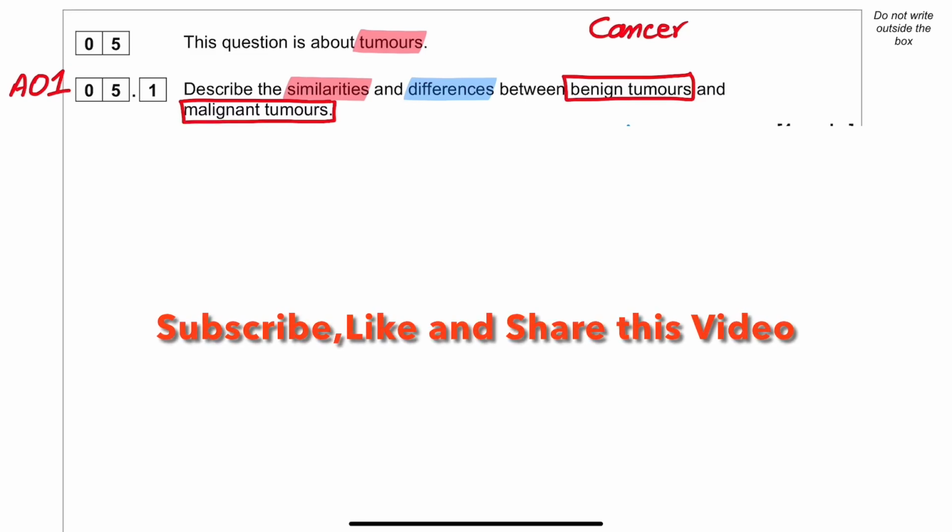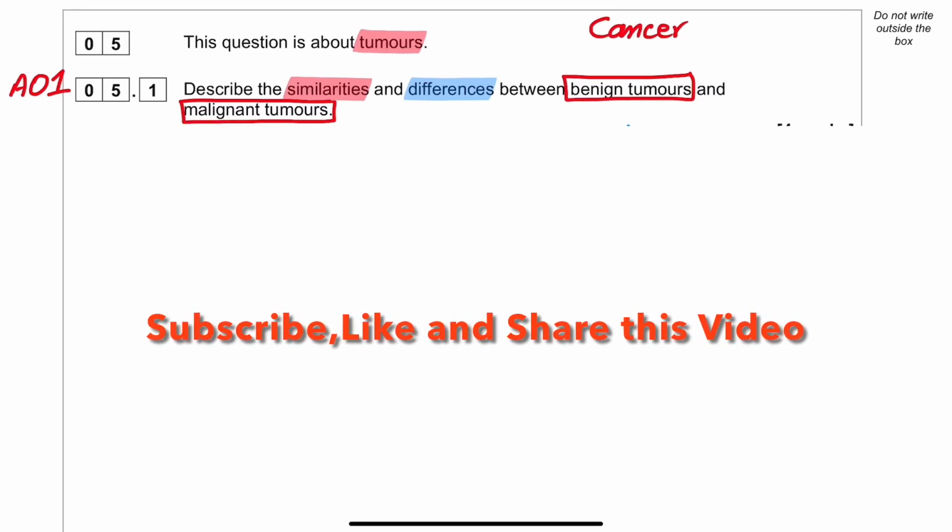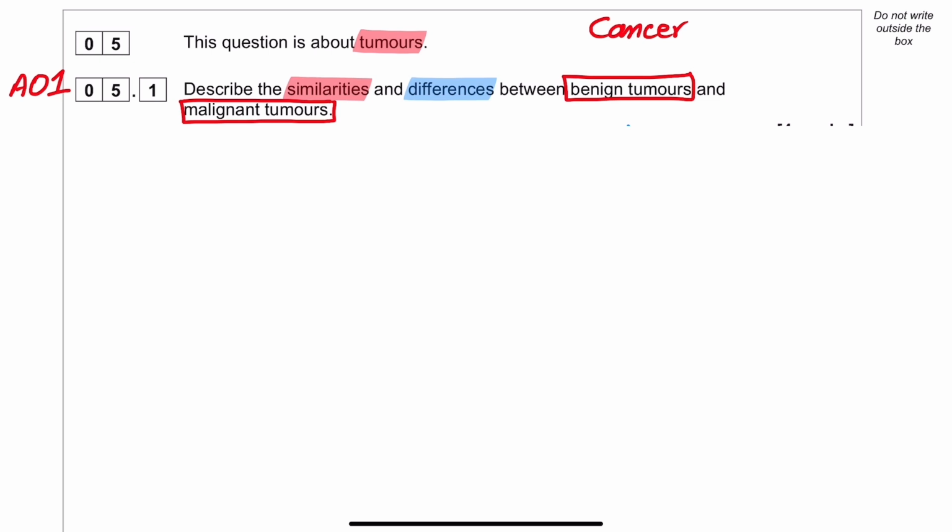Question number 5. This question is about tumors. 5.1 is a year 1 question. Describe the similarities and differences between benign tumors and malignant tumors. This question is from the topic of cancer. The students need to give the similarities and differences between them.